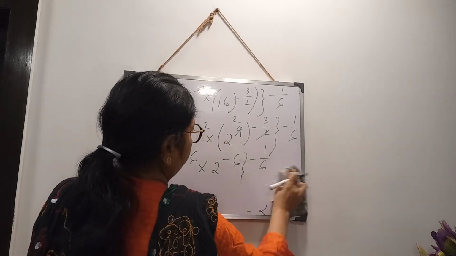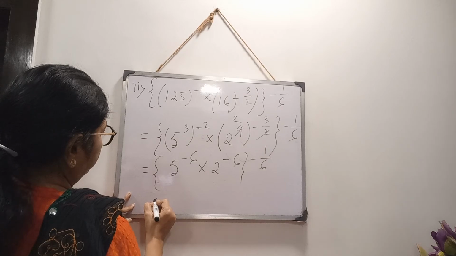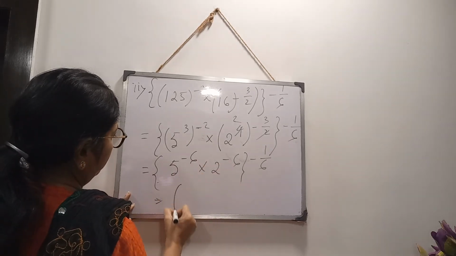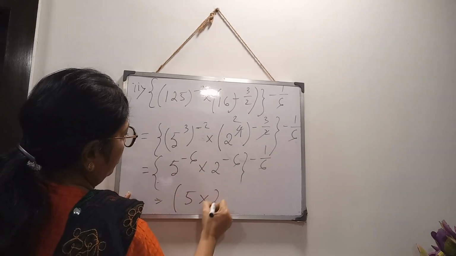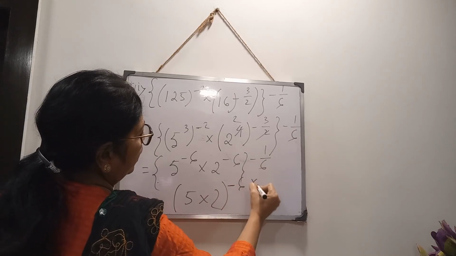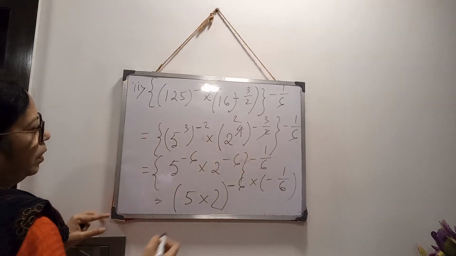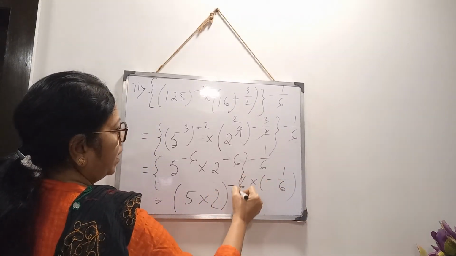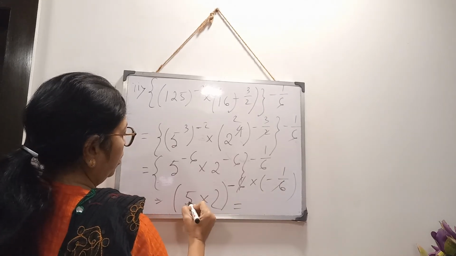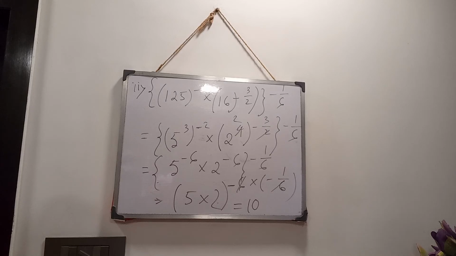Then here both are 6 and both are negative. So one thing we can do, outside we can write minus 6, and there is another minus 1 by 6. Clear? So this minus minus plus, and this is cancelled out. So 5 into 2, 10. Our answer is 10.